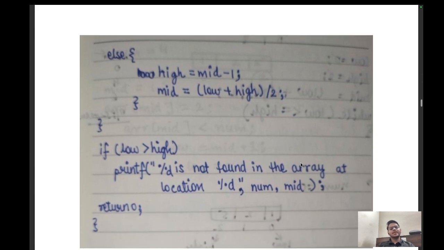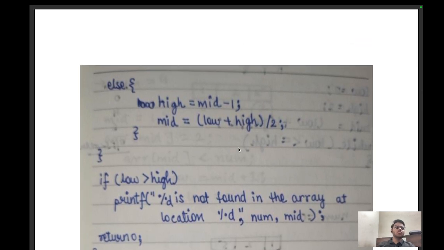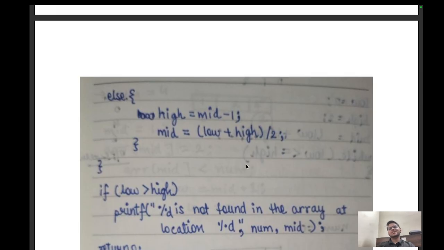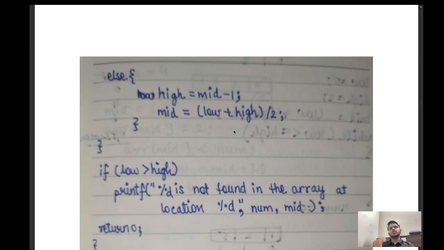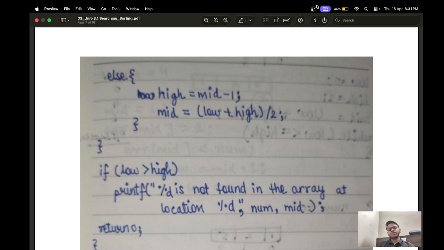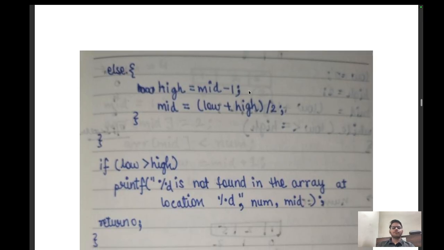And if we have not got the element in the right part of the mid value, then we will search in the left part, with high equal to mid minus 1. The high is at the last place. We have to bring it to the index which is left of the middlemost index of the array. So we set high equal to mid minus 1.